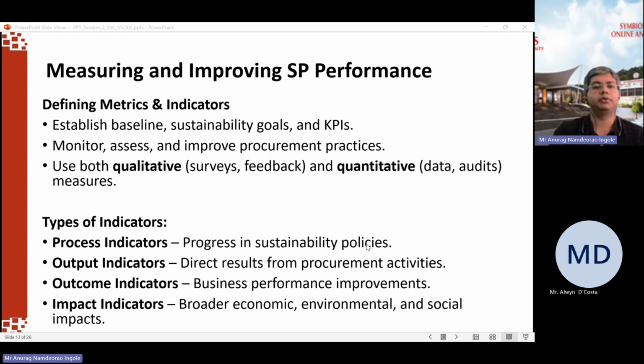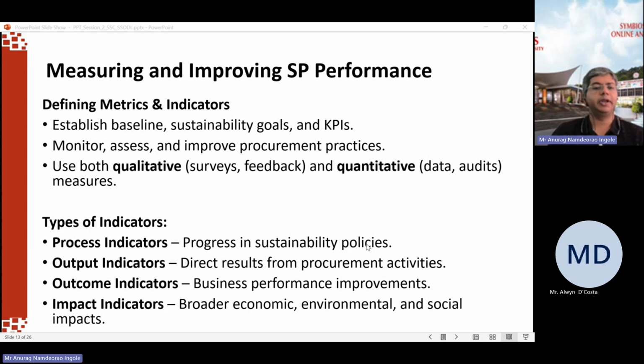For that, we have to establish a baseline. We have to establish sustainability goals and KPIs. We have to monitor, assess, and improve those procurement practices. And how do we do it? We do both qualitative and quantitative measures. Surveys and feedback will be qualitative. We actually do measure some data. We actually measure some kind of emissions. We audit the supplier and generate qualitative data.